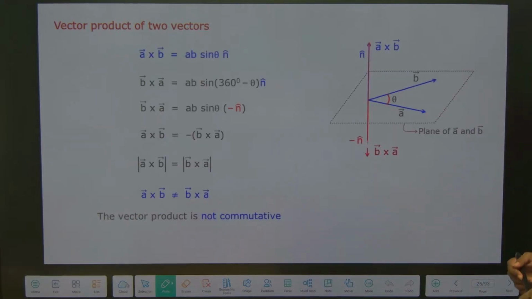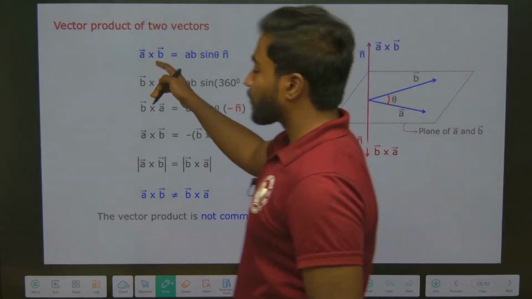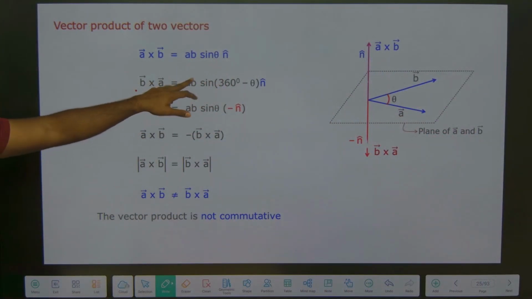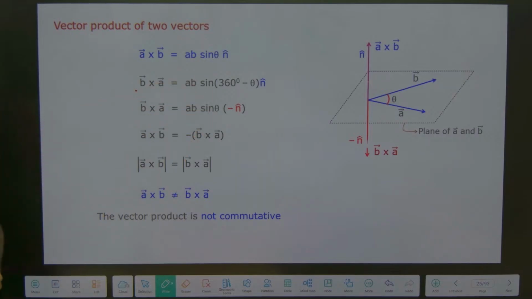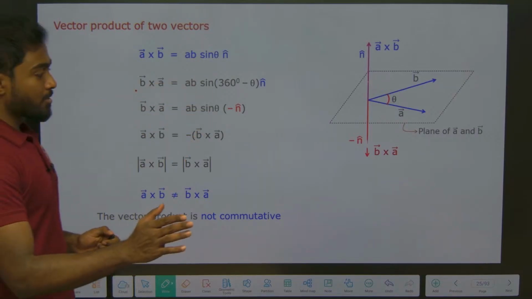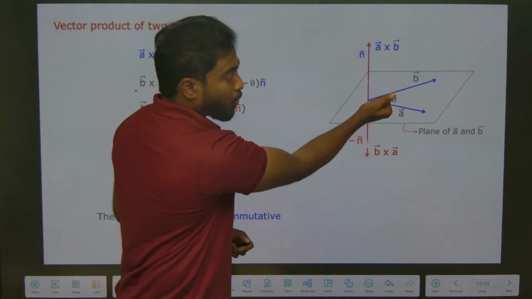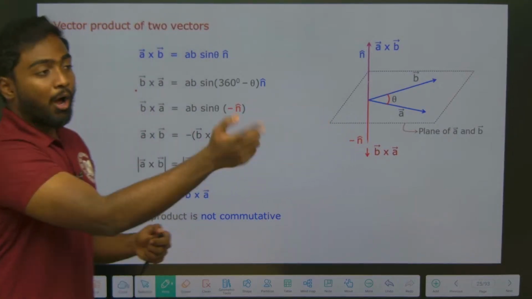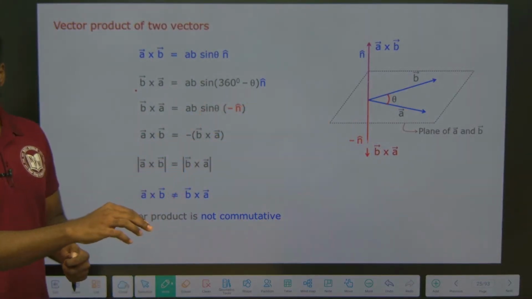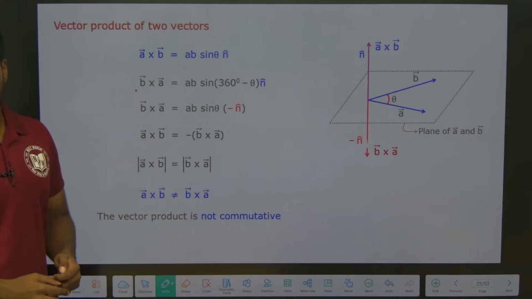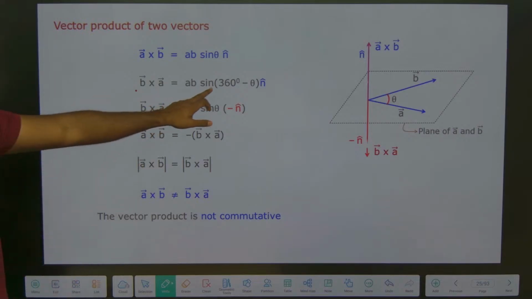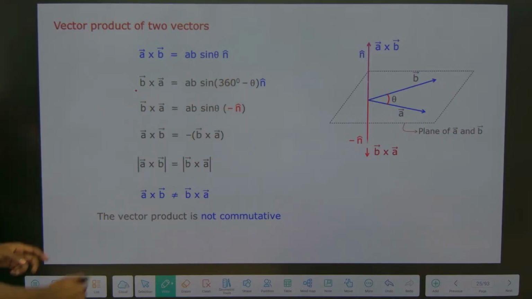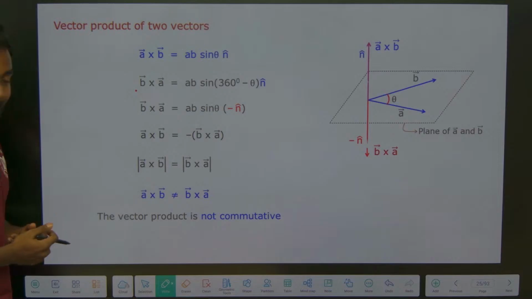So the vector product of two vectors, A cross B, is given as AB sin theta n cap, and B cross A will be minus. The thing is simple: A to B is outside, B to A is inside, so it is the opposite side, 180 degrees apart. So it is 360 minus theta, so minus n cap will come. So A cross B will be equal to minus B cross A.